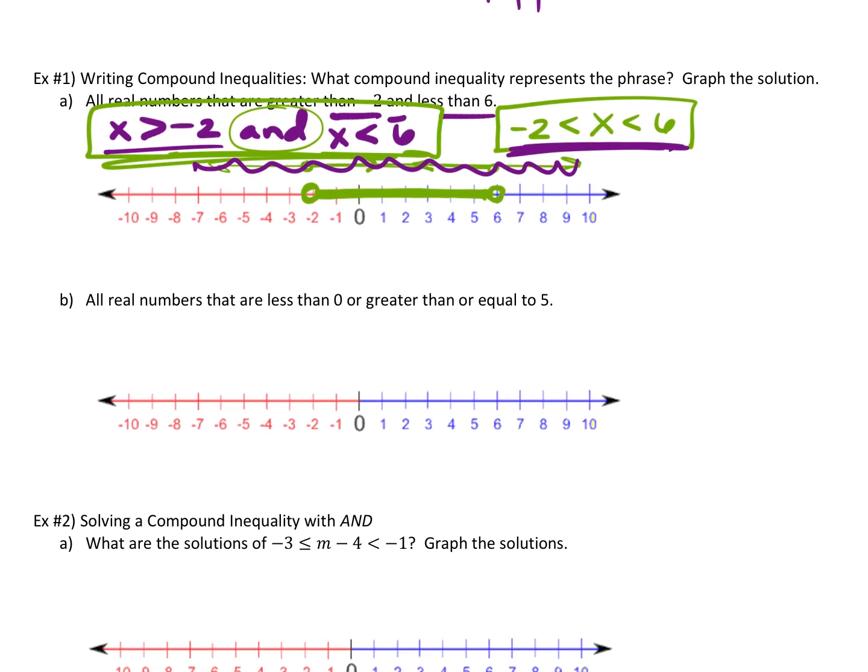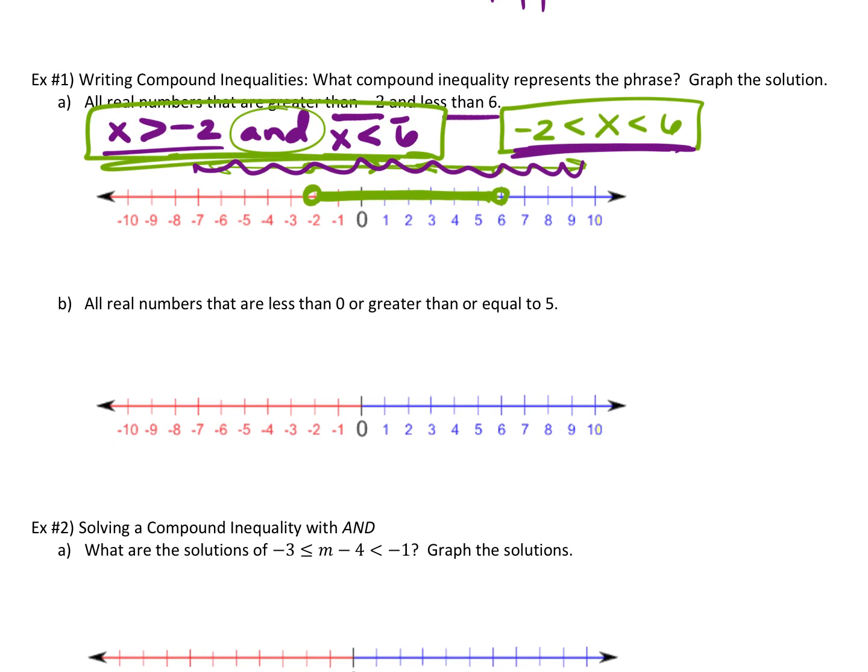Okay, look at letter B. All real numbers that are less than 0 or, okay, so here's your big or, greater than or equal to 5. See if you can write those two inequalities. All real numbers that are less than 0 would be 1. And then the other one, all real numbers that are greater than or equal to 5.